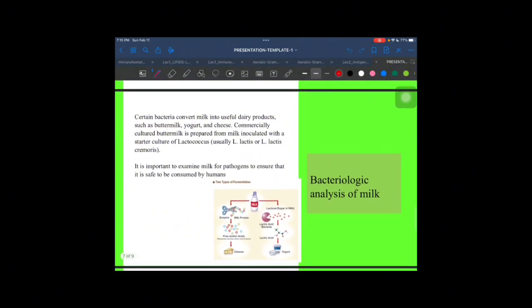So, back to the bacteriological analysis of milk. Certain bacteria convert milk into useful products such as buttermilk, yogurt, and cheese. Commercially, cultured buttermilk is prepared from milk inoculated with a starter culture of Lactococcus, usually Lactococcus lactis or Lactococcus lactis cremoris. So it's important to examine milk for pathogens to ensure that it's safe to be consumed by humans. It's also considered a hygienic determinant.